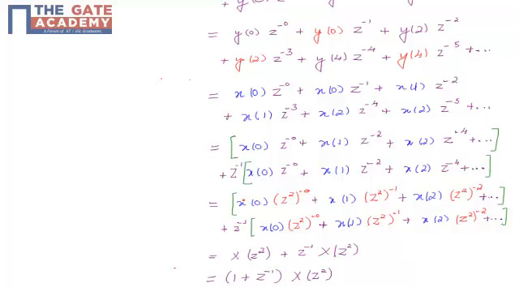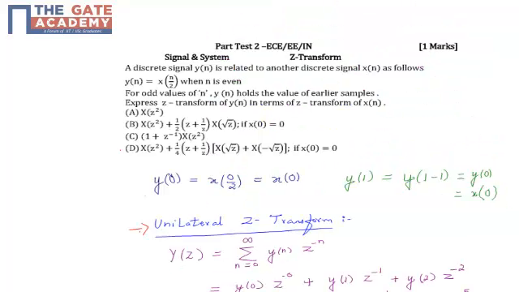Now if we carefully look at this part of the equation, we would see that it is nothing but capital X of z square. Plus this z inverse is retained, and again this part is nothing but X of z square. So if we take X of z square common, what we get is 1 plus z inverse times X of z square. That is nothing but our option C.